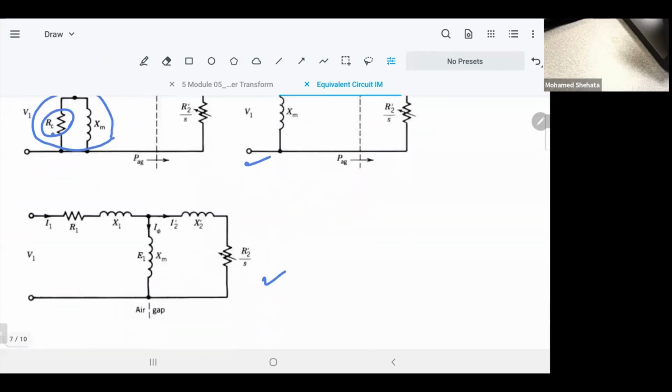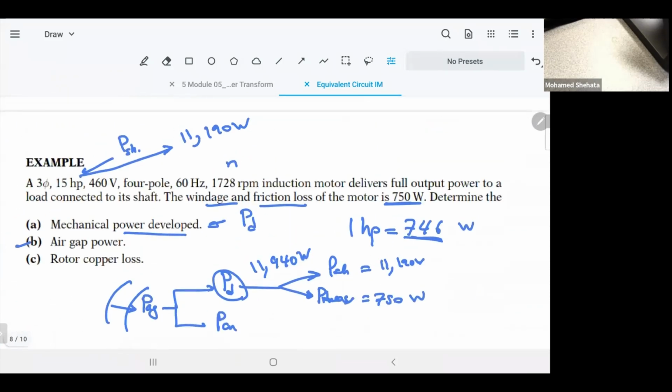Let me go back to the example. How do you find S? Do you remember S from the last lecture? Slip. It's the difference between synchronous speed and rotor speed divided by synchronous speed. Slip S is equal to NS minus N over NS. NS minus N equals slip in RPM. When you divide by NS, it becomes a ratio between 0 and 1.